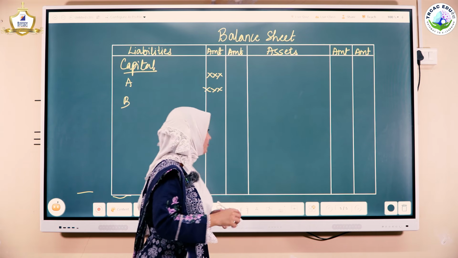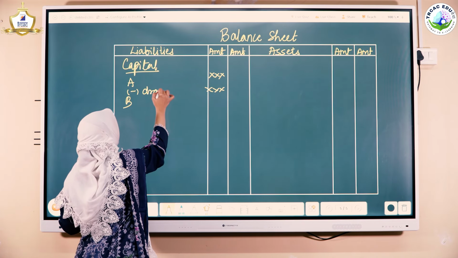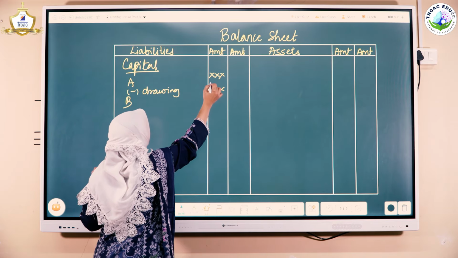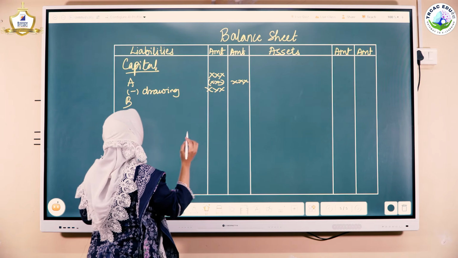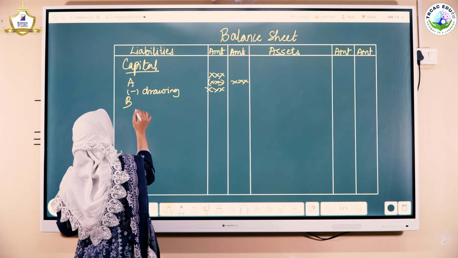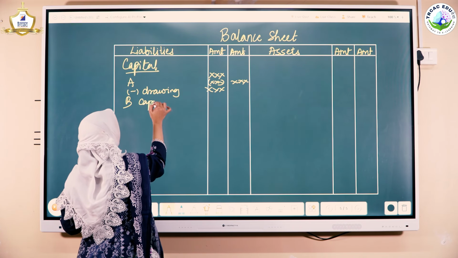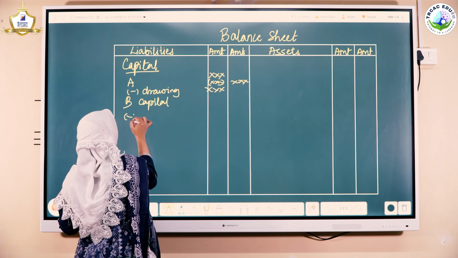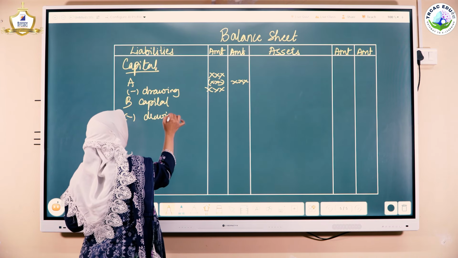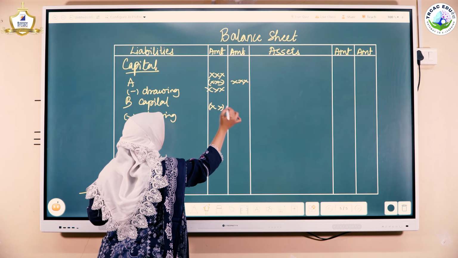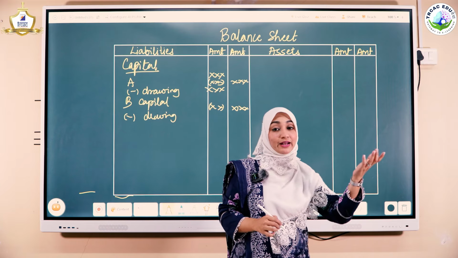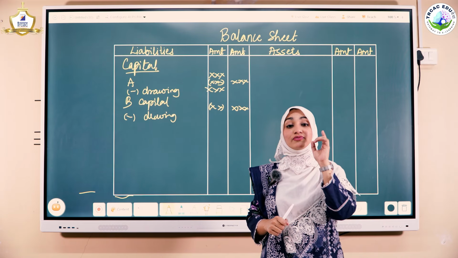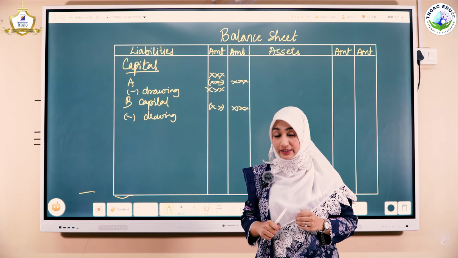Correct? So less drawing, the amount will be deducted and the final amount will come outside. Similarly, capital of B, less drawing, the amount will be deducted and the final amount will come outside. The net profit will also be added, and if there is a net loss, it will be deducted again.